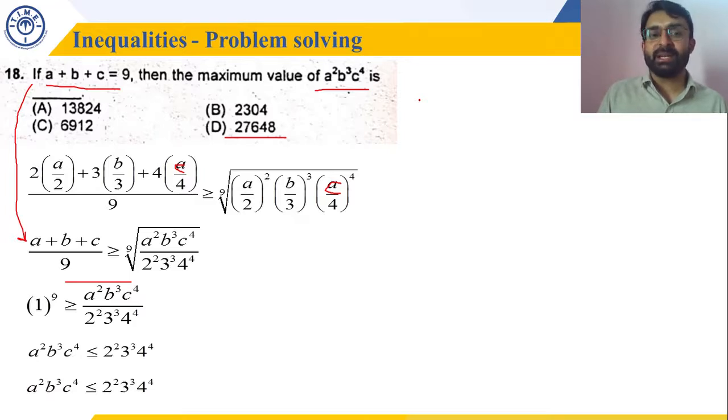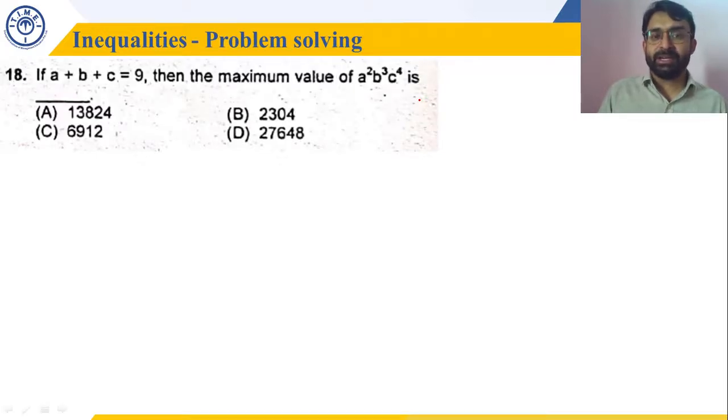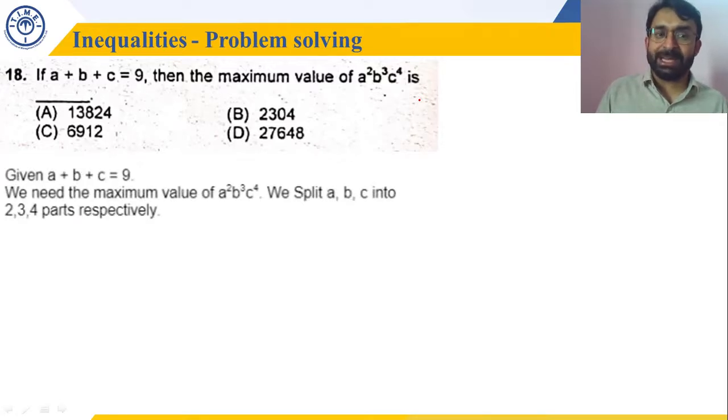The similar question can be done in one more way without using AM and GM. In fact, if you look at it in depth, we are still using AM and GM, but we are not actually mentioning it. Now, a, b, c summation is 9. a square b cube c raised to power 4 we have to calculate. Please note a, b, c are positive real numbers. We need the maximum value of a square, b cube and c power 4. So we have to split a into 2 parts, b into 3 parts and c into 4 parts.